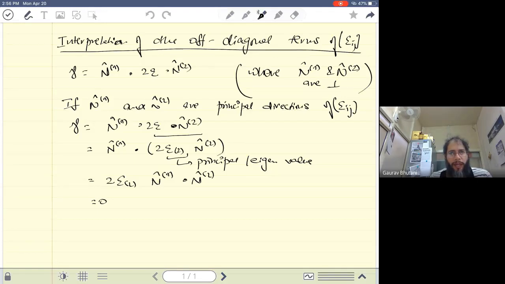So what we see is that if we take n1 and n2 in principal directions, our gamma is 0. So what was gamma? Gamma was the change in the right angle as the body gets deformed. So if gamma is 0, that means the right angle stays a right angle. Now the vectors may rotate as a whole, but the angle will still remain the same. So what we see, as a special case for any epsilon, is that the principal directions stay mutually perpendicular as the body gets deformed.